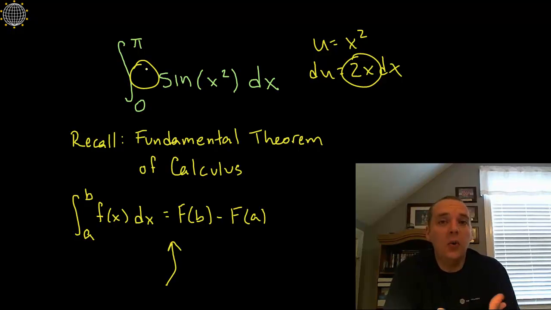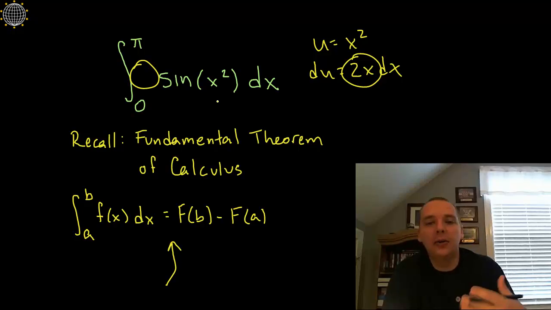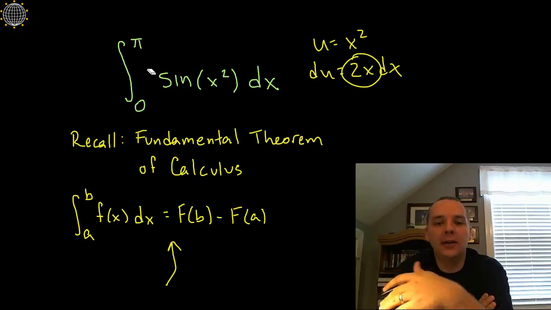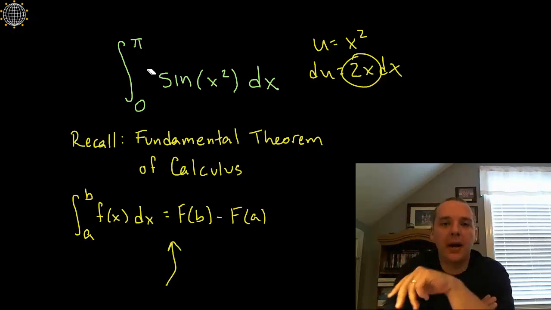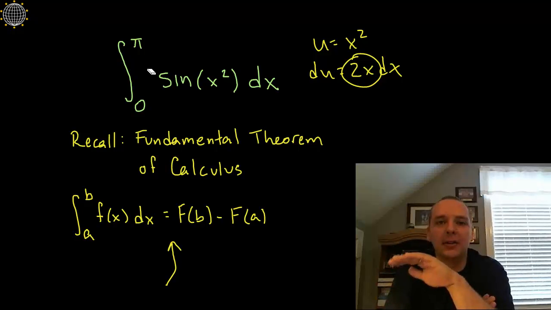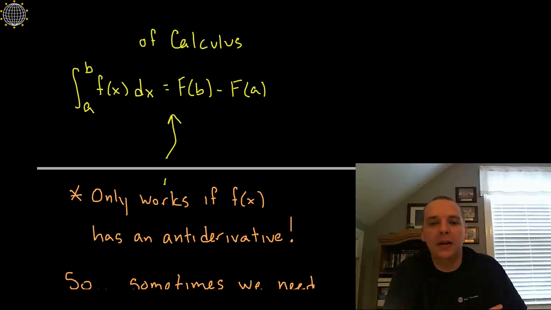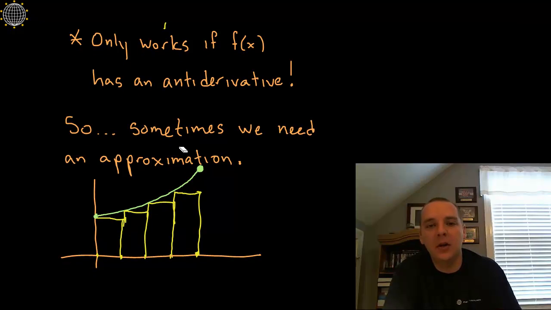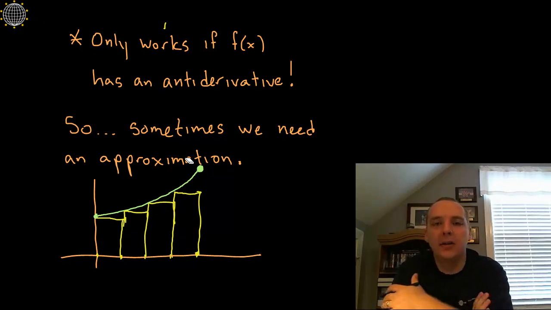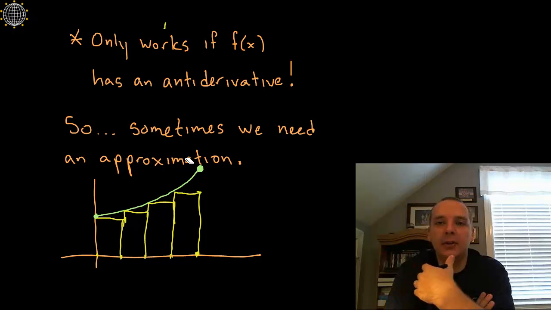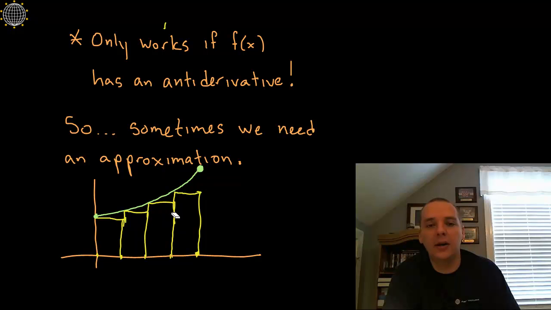So there is no way to integrate this, or at least no very straightforward way of integrating this to where we can plug in pi and plug in 0 and subtract. I know it has an area, but I can't find it by the fundamental theorem of calculus. That's a very limiting thing. And so sometimes we have to go back to those approximations. If there's no antiderivative that we can find, we have to rely on an approximation.